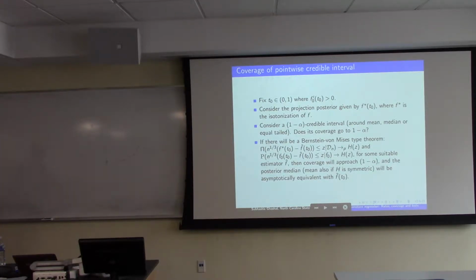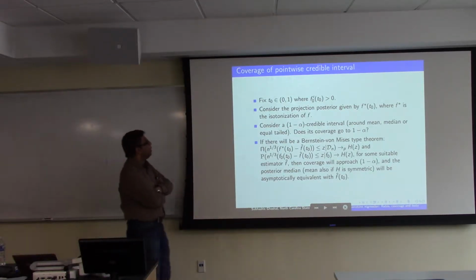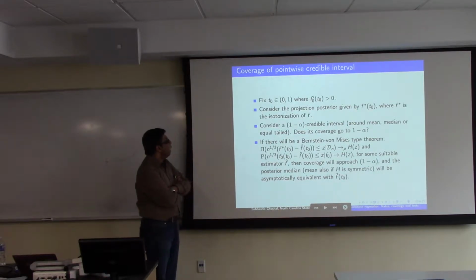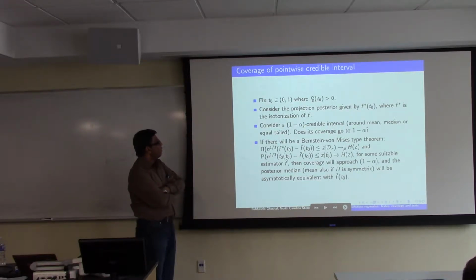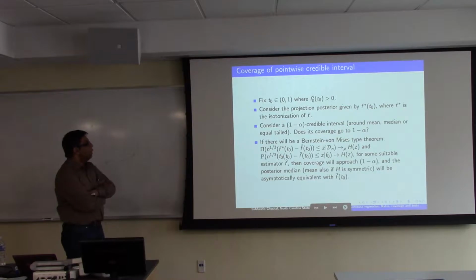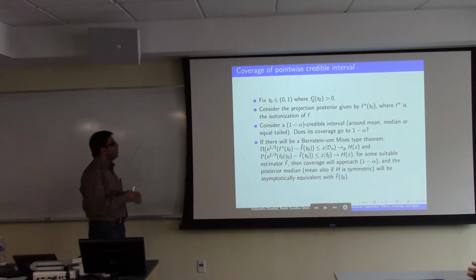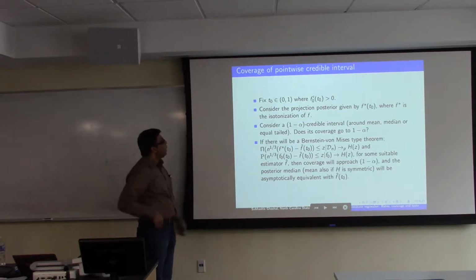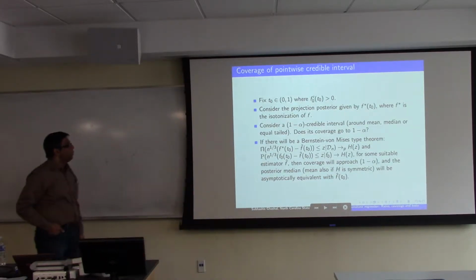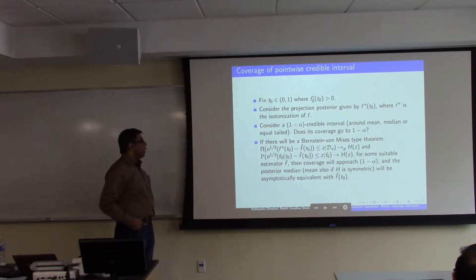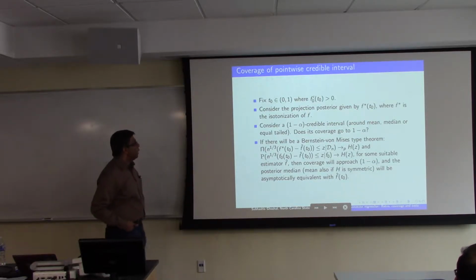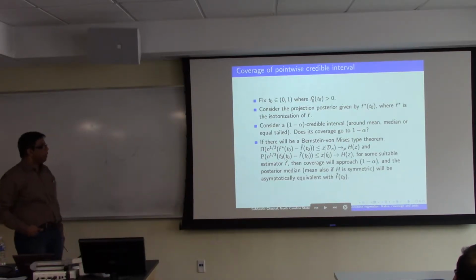Now here we are interested in doing a Bayesian credible set for f of t0 using the projection posterior. So we look at the projection posterior of f of t0, which we call f star t0. That's the isotonization of f evaluated at t0. And then we have a posterior, we have a description, and we have cheap samples from the posterior, so we can easily construct a 1 minus alpha credible interval. For instance, it could be taken as an equal tailed interval, or around its mean or median or whatever.